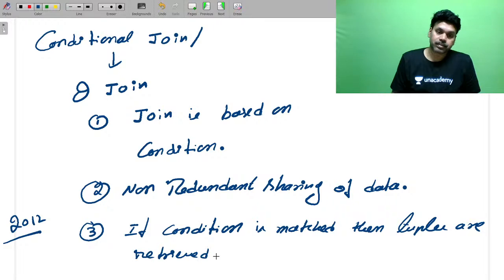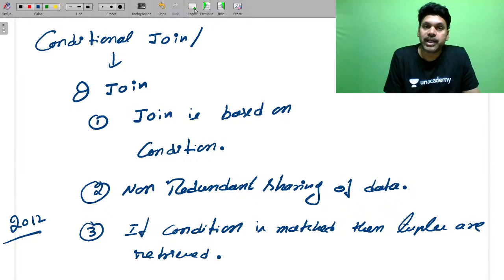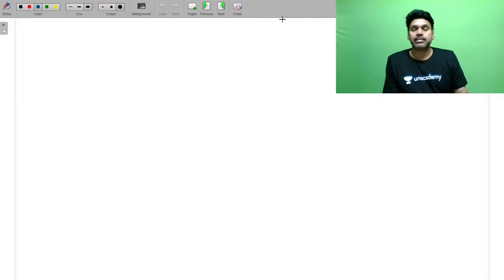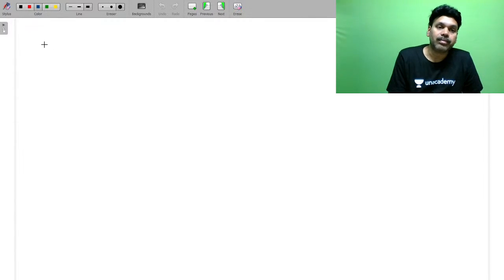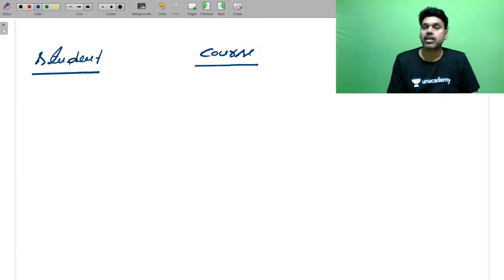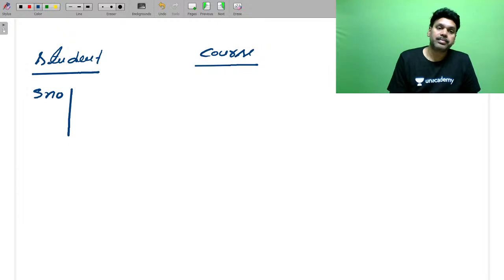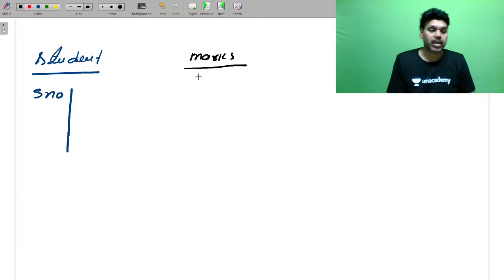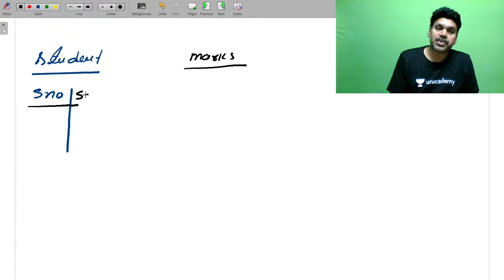Or map. So one example I am telling you, listen. I'm going to take a general example now. Student versus course. So student number, or better, we take marks this time instead of course. I am taking a marks database with a student database. Student number and a student name.